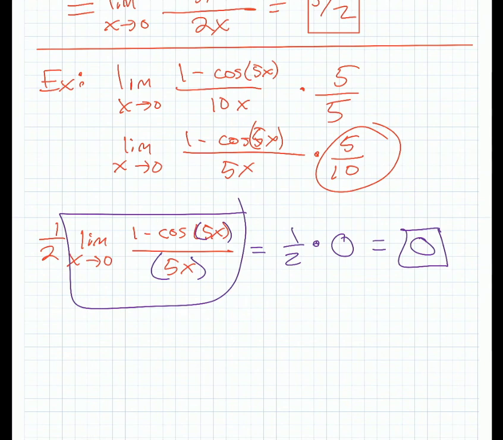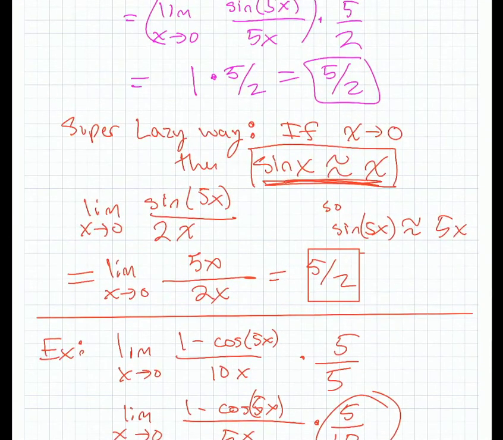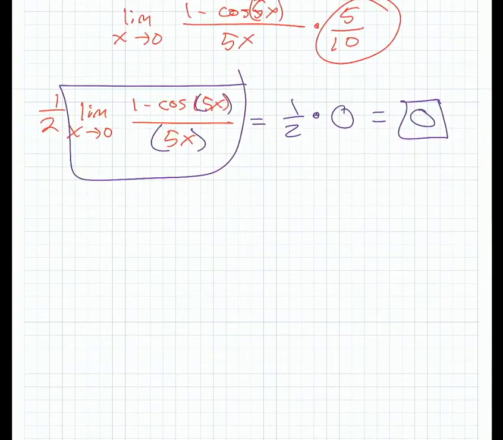Now, you might be thinking, well, what about the super lazy way? Can we do it the super lazy way for the cosine version? And the answer is yes, we can. So what's the super lazy way here? So the super lazy way is as x goes to 0, cosine x is approximately 1. And you know that, right? Like what's cosine of 0? It's 1, right? So that's the approximation.